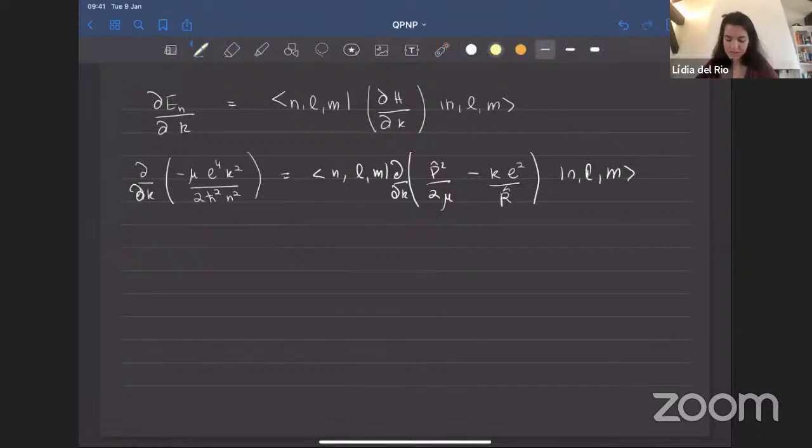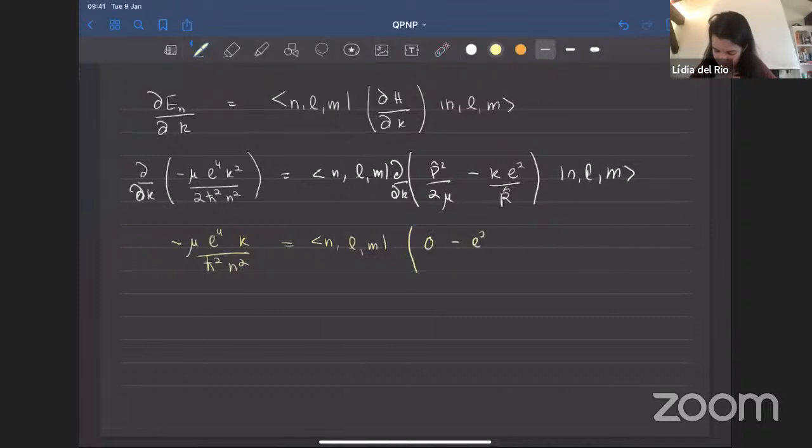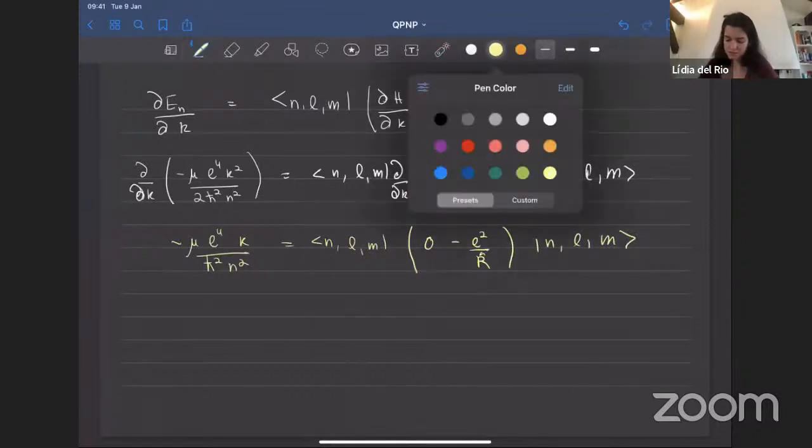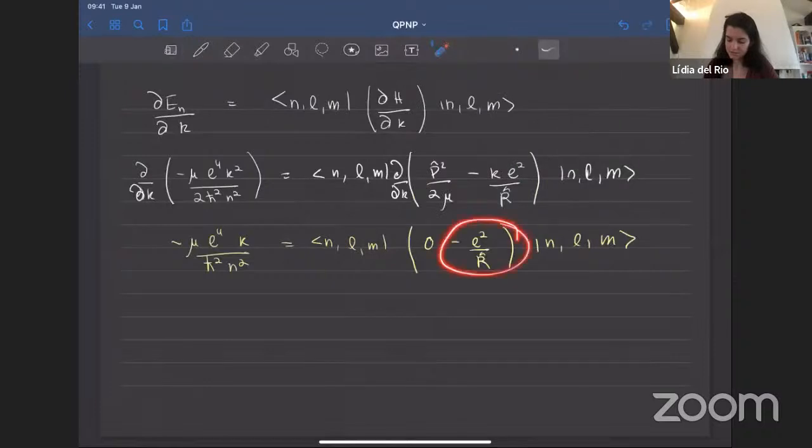So the derivative of k squared is just 2k. So it cancels out with the k below. So it's minus mu e^4 k, sorry, the 2 canceled out, over h bar squared n squared equals. And now what we have here, so we have 0 minus k e squared over r, and n l m. Okay. So now e squared is a constant, so it can come out of this inner product, but we'll leave the operator there.